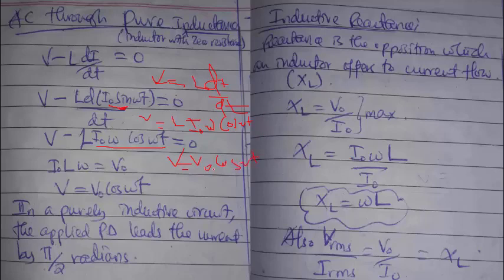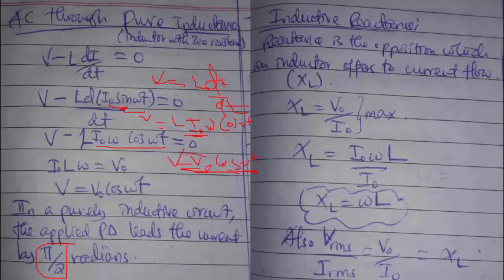So as far as voltage and current are out of phase by pi over 2 radians, then automatically if current is in sine, voltage should be in cosine. This is just mathematics. If they are out of phase by pi over 2 radians, so if one is in sine, the other should be in cosine.